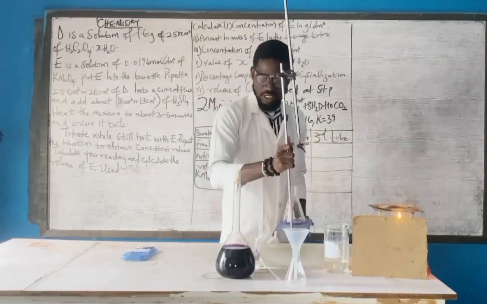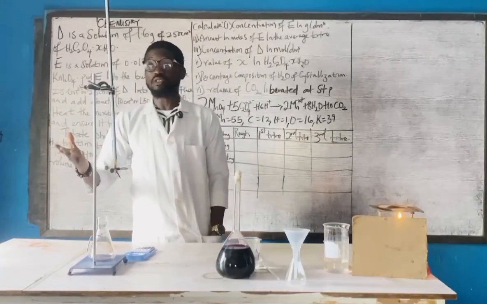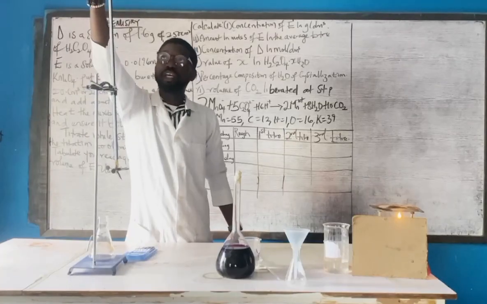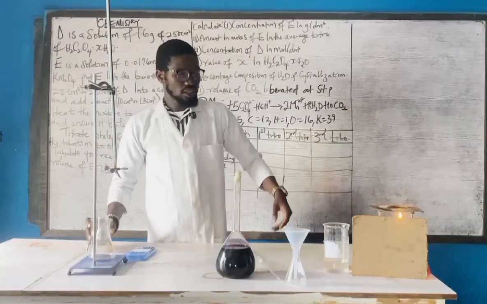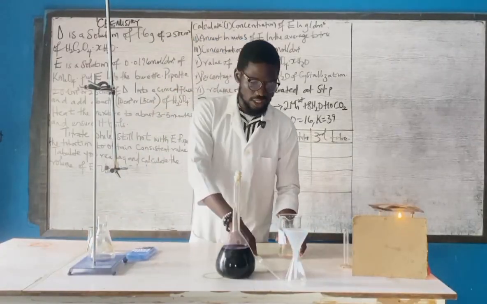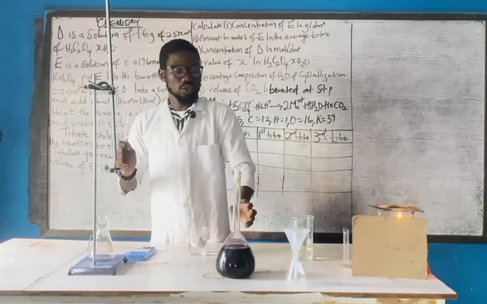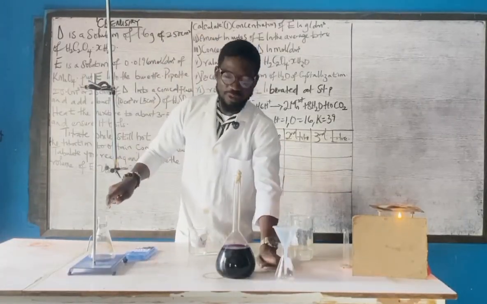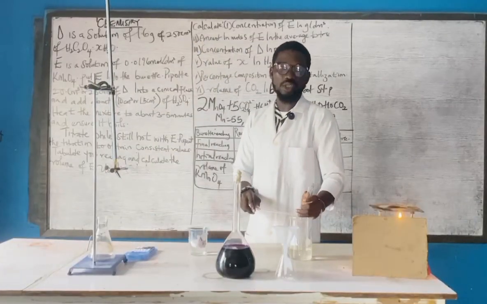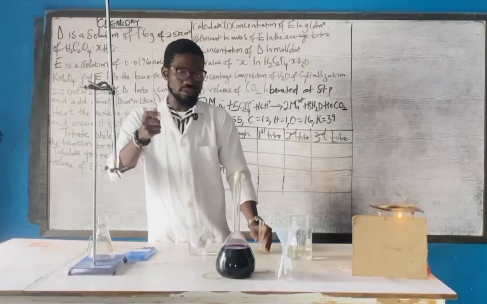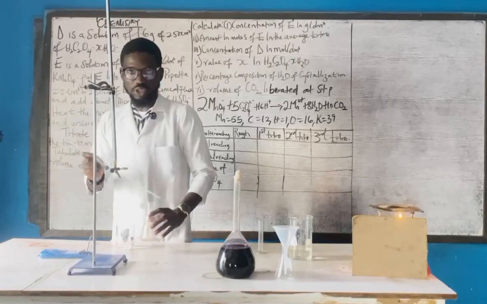One thing you need to know is that the KMnO4, which is a strong oxidizing agent, will be in the burette. Here we have the oxalic acid, while here we have sulfuric acid. We are going to pipette the oxalic acid into this conical flask, and measure either 15 or 10 cm cube of sulfuric acid. If you are a tutor out there, please be careful. First we pipette the oxalic acid into the flask.